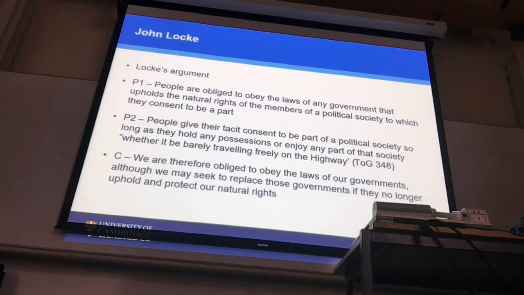Premise 2. You've given your tacit consent to be part of a political society so long as you hold any possession or enjoy any part of that society. And he makes this quite explicit, whether this be barely to travel freely on the public highway. From this, then, Locke gains his conclusion that we are obliged to obey the laws of our governments, although we may seek to replace these governments if they no longer uphold and protect our natural rights. But if we don't replace them, then we have to obey their laws.